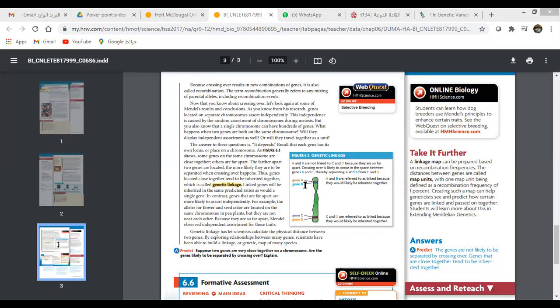So linked genes will be inherited in the same predicted ratio as a single gene. Crossing over will happen between genes that are farther apart. It will not happen in this region where they are close. Gene linkage, where genes are inherited together, happens between two close genes, very close genes. Okay guys, any question till here?